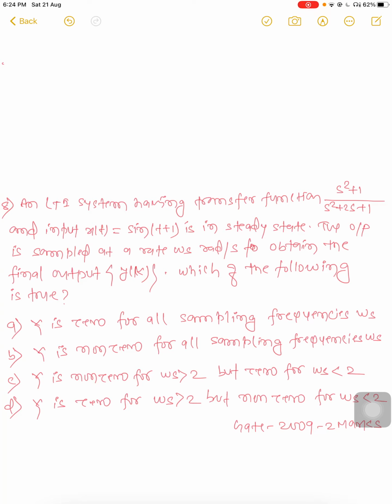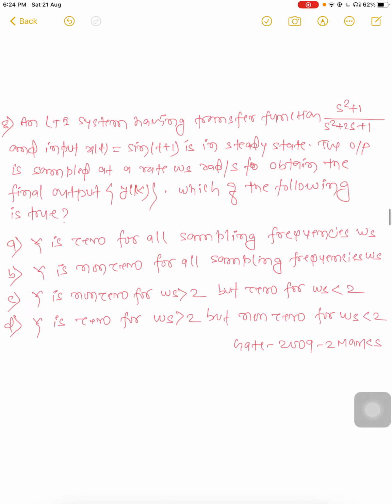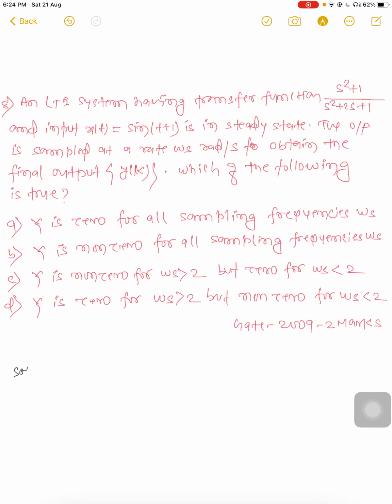Coming to the next question. An LTI system having transfer function (s square plus 1) upon (s square plus 2s plus 1) and input x(t) is equal to sin(t plus 1) is in steady state. The output is sampled at rate omega s radian per second. Obtain the final output y(k). Which of the following is true? We have to find out which one of the following is true.